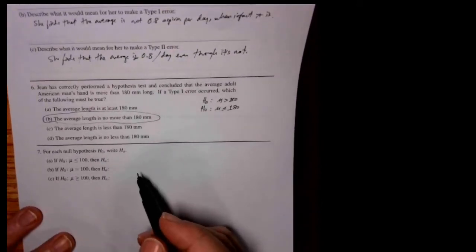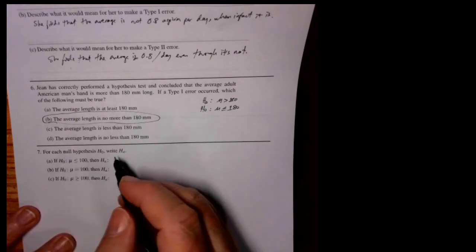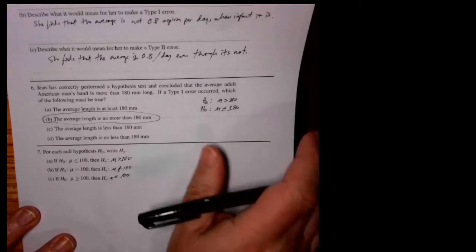All right, for each null hypothesis H0, write HA. So if H0 is mu is less than or equal to 100, then HA is mu is greater than 100. I assume you can all do this easily by now. Equal, mu is not equal; greater than or equal to, less than. Oops, mu is less than 100. All right.